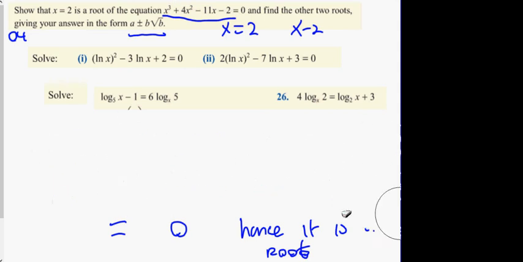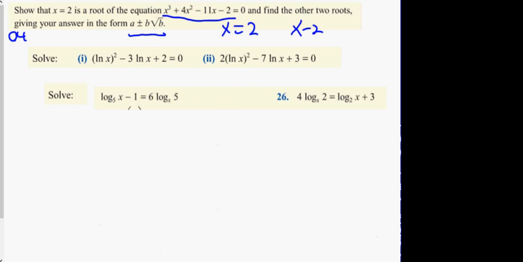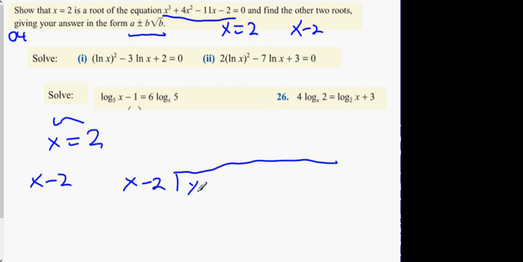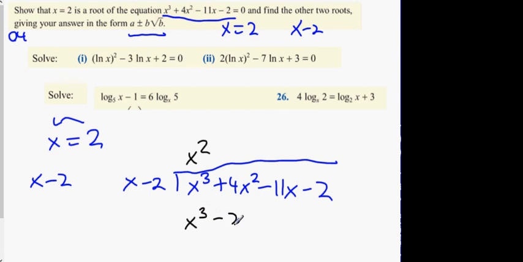Okay. Now we're going to the factor rule. Factor rule is basically, if I was told this is a root, I bring it over to this side, then I know this is a factor. It has to divide in equally into this here. Okay. x cubed plus 4x squared minus 11x minus 2. Let's divide in. x squared times, and you're going to get x cubed minus 2x squared. Take away, and then you add that one.